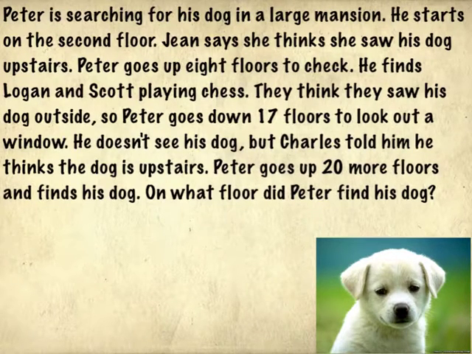He doesn't see his dog, but Charles told him he thinks the dog is upstairs. Peter goes up 20 more floors and finds his dog. On what floor did Peter find his dog? So pause the video here and give that a shot, and when you come back I'll have the answer for you.